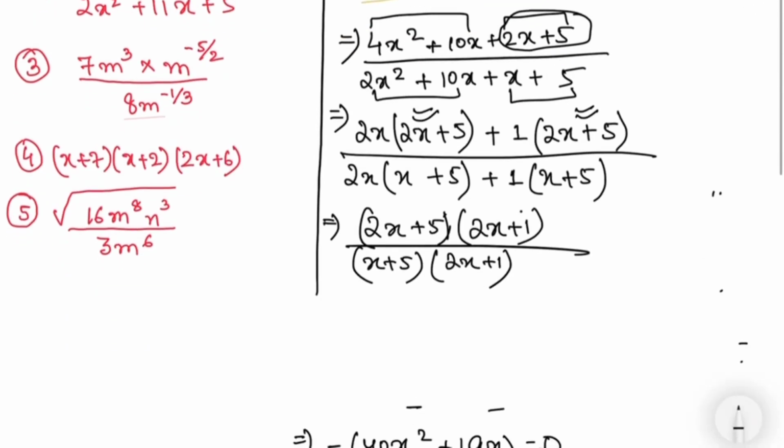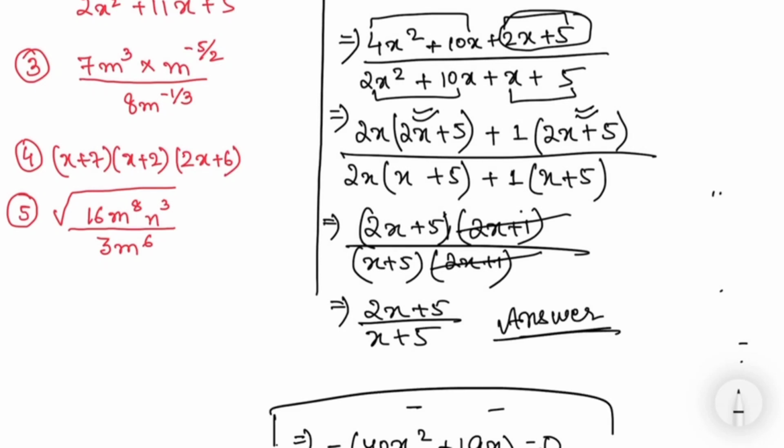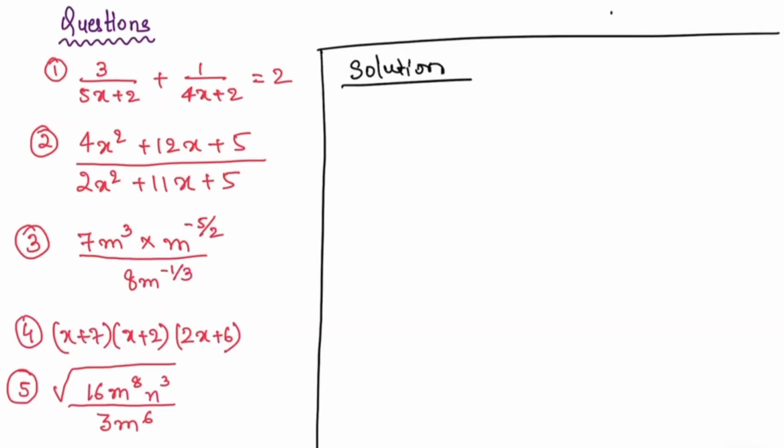Now if you see here, 2x plus 1 and 2x plus 1 are in both the numerator as well as the denominator, so we will cancel them. Our answer will remain as 2x plus 5 over x plus 5. That's it, and this is our final answer. I hope it's clear. You don't have any doubt in the second one also. If you have any doubt, just make sure that you understand the second one, then only move to the third one.